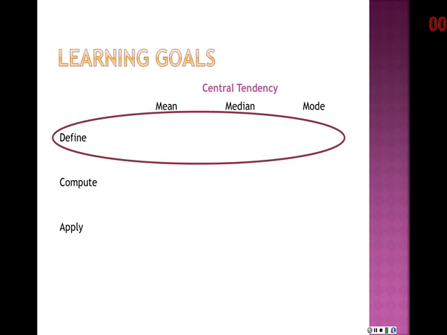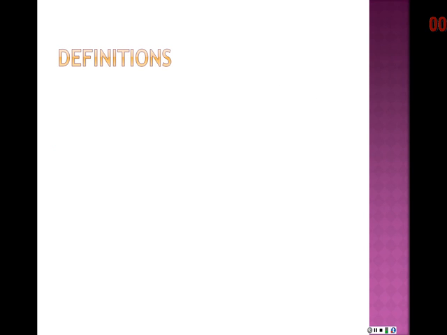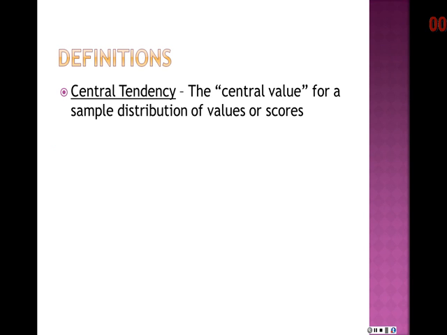So first, let's define central tendency. Central tendency can be defined as the central value for a sample distribution of values or scores. And this is found by, again, mean, median, and mode. There are three types of central values that we will be discussing in this lecture.